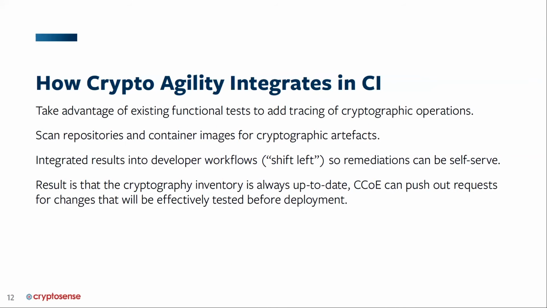So if we're moving to DevSecOps, the chances are that we're leveraging a technology like continuous integration. So we're going to make it possible to, for any change of code, rebuild the code and rerun automated tests. And so this is a great place to do cryptography scanning. So we can take advantage of existing functional tests that we're doing to add tracing of cryptographic operations. So why do we want to do tracing and not just static scanning?